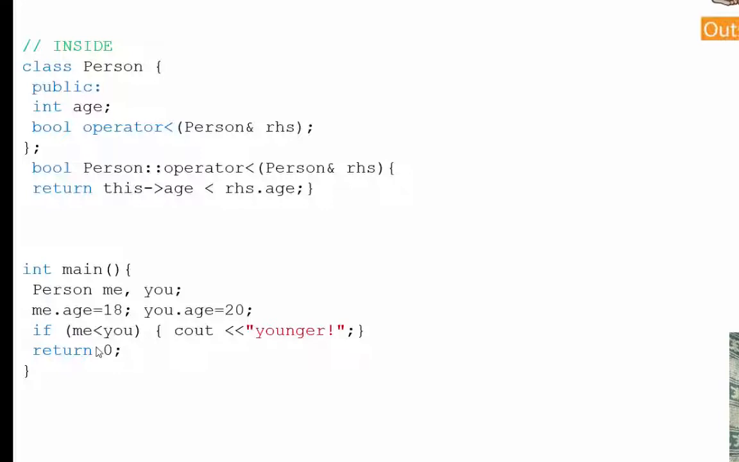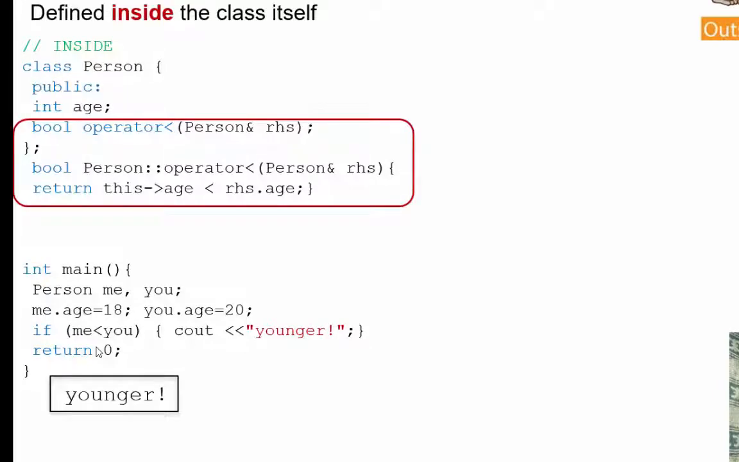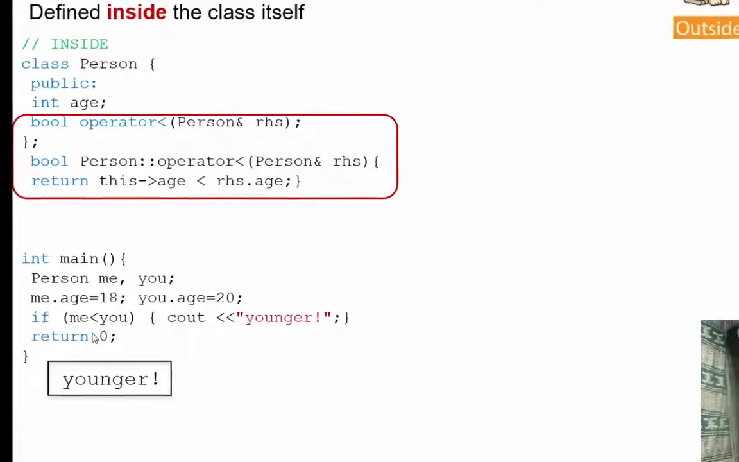I've overloaded that operator, so I can compare those two objects. It's going to determine whether the age component of me is less than you. If it is, it's going to write younger. 17 is less than 20, so as I would expect, this program would write to the screen the word younger. That's the way we've defined them before. I want to point out again that where I've put in red here, the operator less than is defined inside the class, before that last curly bracket and the semicolon.